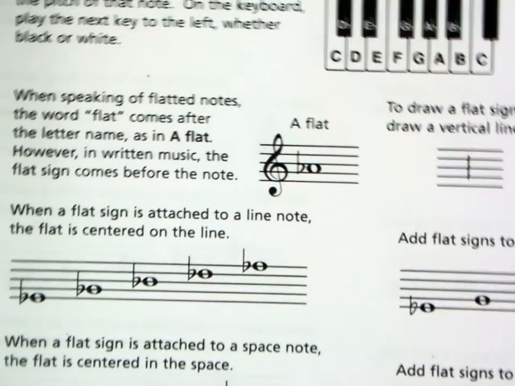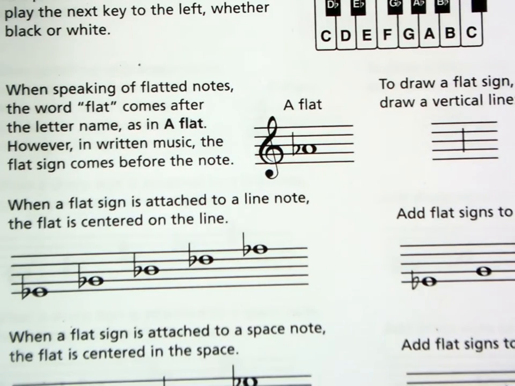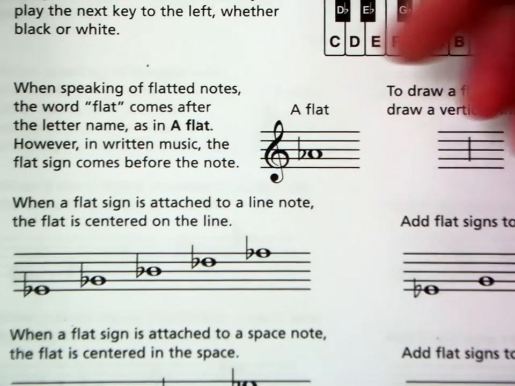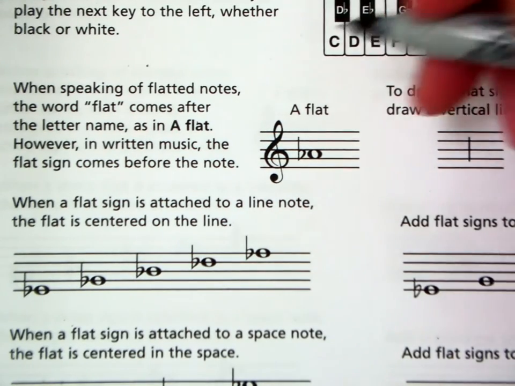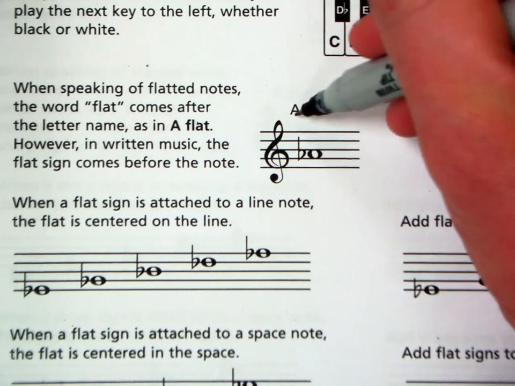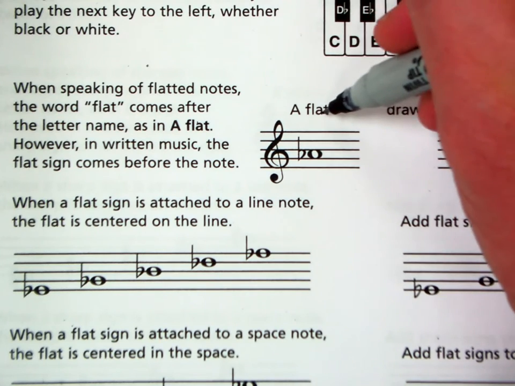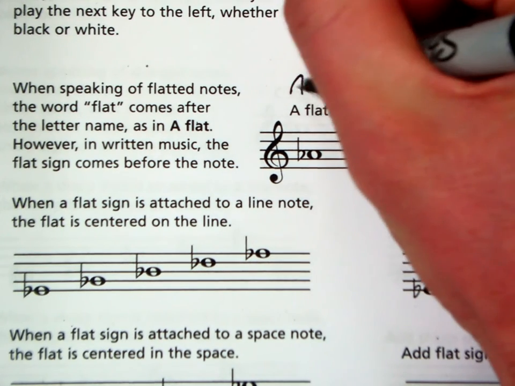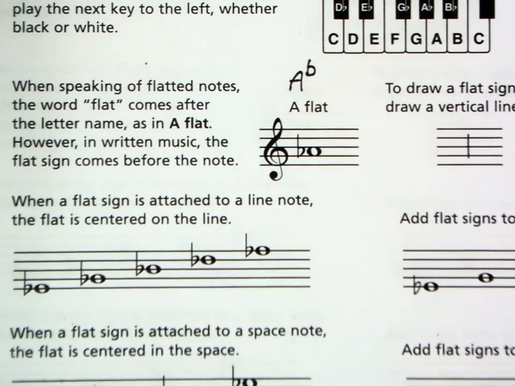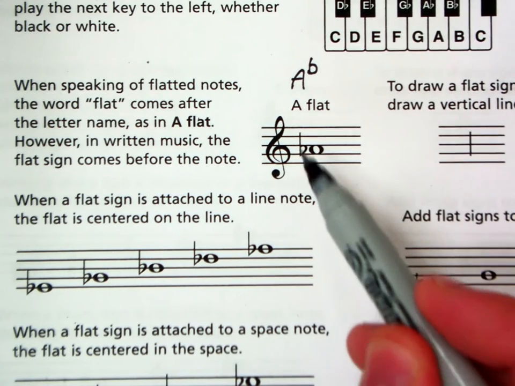Now, this next part is talking about when we add the flat sign. If we were writing out the letter name, right, so B flat or C flat or D flat or anything like that, we would write the word out to the right of the note. So like here, A flat, right, and write it out that way. Or if you're writing out the symbol, A flat, put it to the right of the note. However, if you're writing the note on the staff, you always want to put the flat sign before the note.